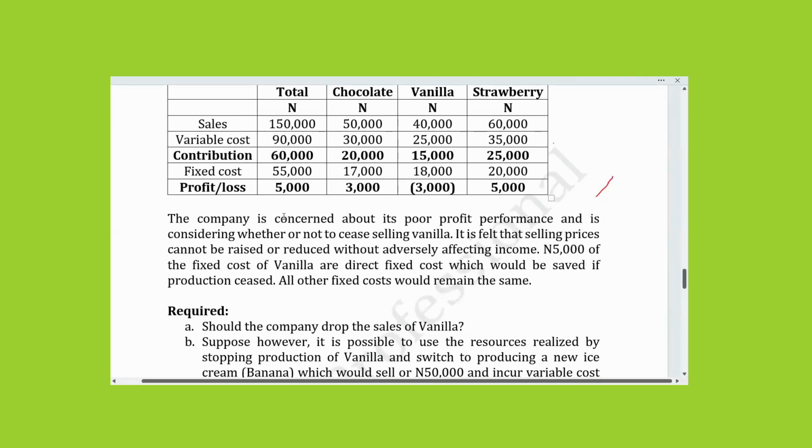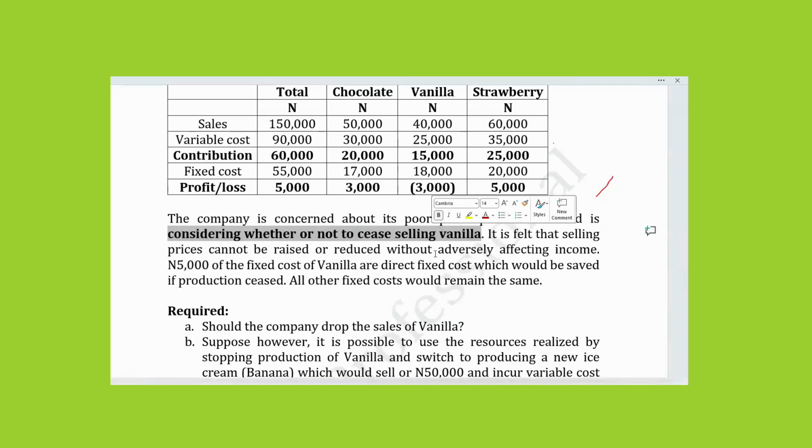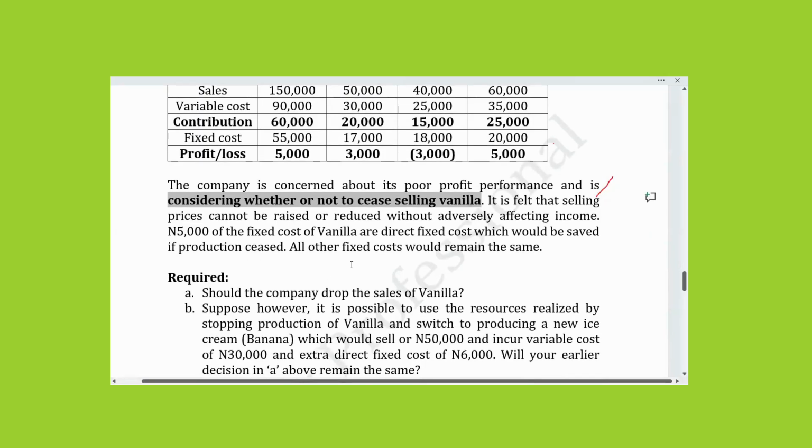Adigboluja manufactures 3 brands of ice creams: chocolate, vanilla, and strawberry. The present net annual income from this is as shown in the table below. The company is concerned about its poor profit performance and is considering whether or not to cease selling vanilla. It is felt that selling prices cannot be raised or reduced without adversely affecting income. 5,000 naira of the fixed cost of vanilla are direct fixed costs, which will be saved if production ceases. All other fixed costs will remain the same.